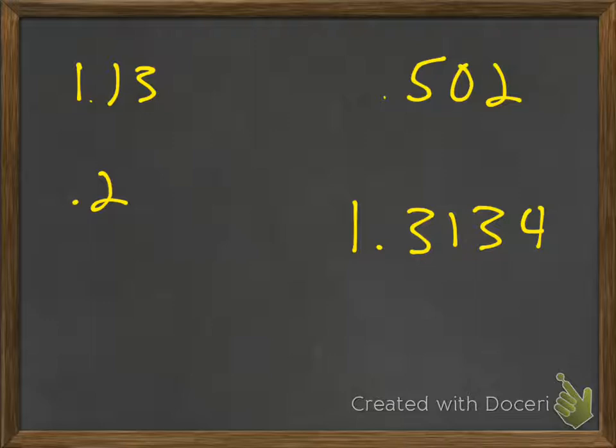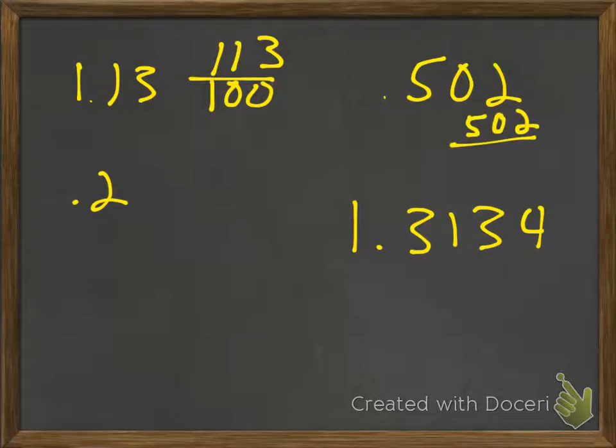So, in this first one, 1.13, how many decimal places do I have? 2. So I'm going to say 113 over 100. 2 zeros for the 2 decimal places. Done. 0.502. I'm going to say 502 over 1,000. 3 decimal places, 3 zeros. It's quick, it's easy. Any questions on this?